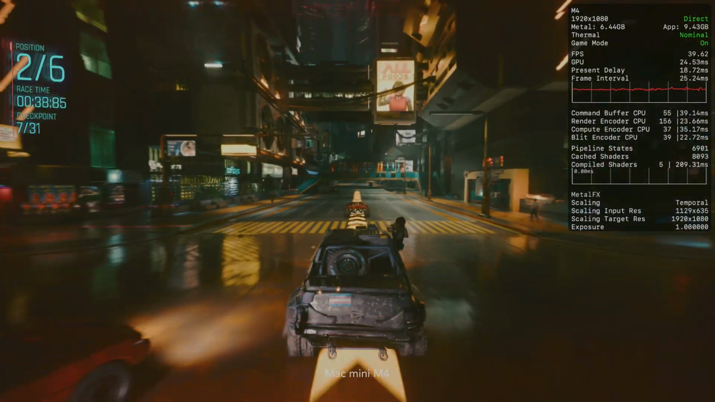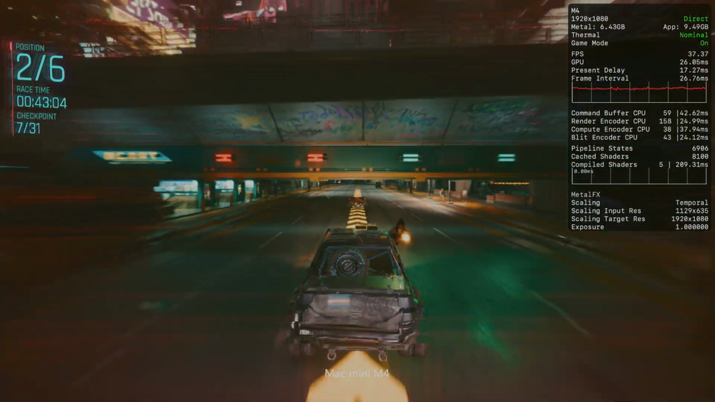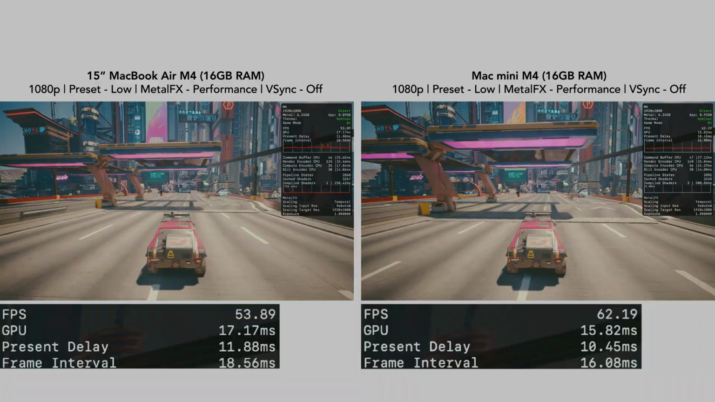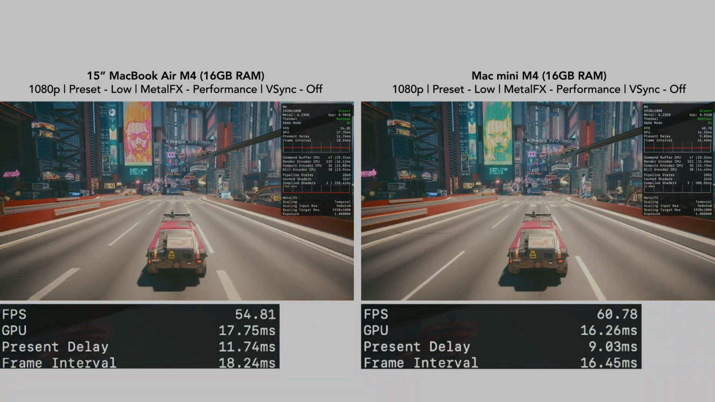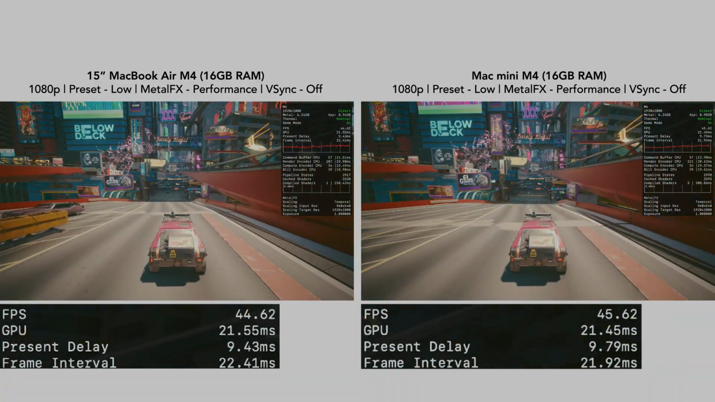I still really wouldn't recommend playing the game like this on both Macs, as the frame pacing is not ideal, at least for me. So is 60 FPS possible here then? No, not really, even on the Mac Mini.